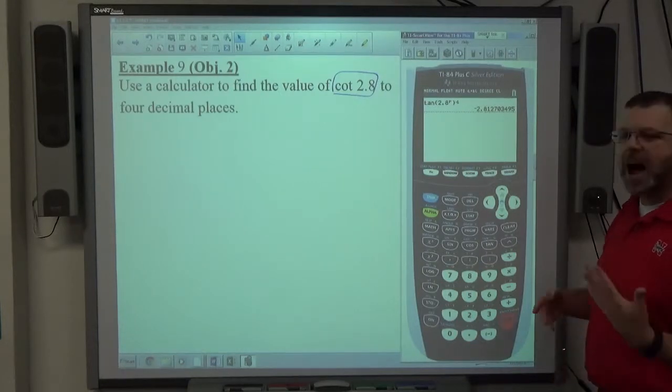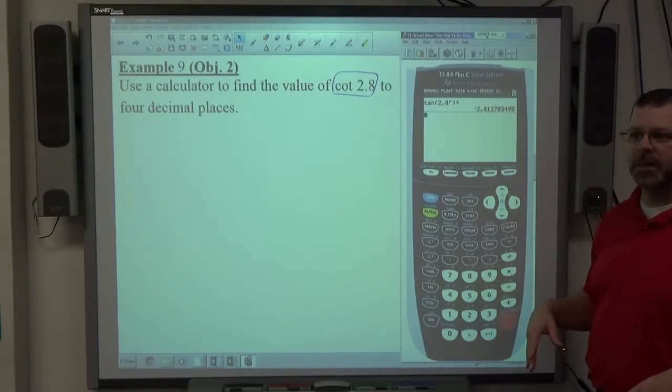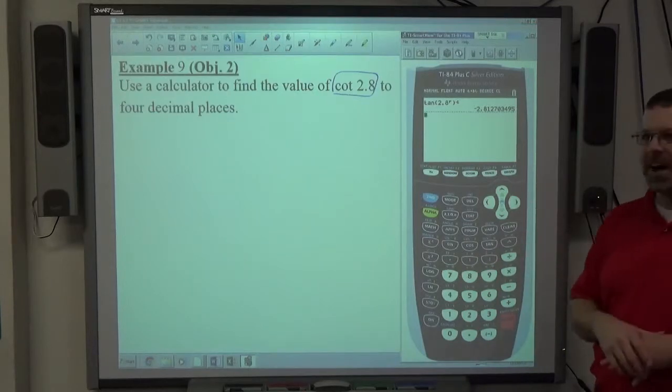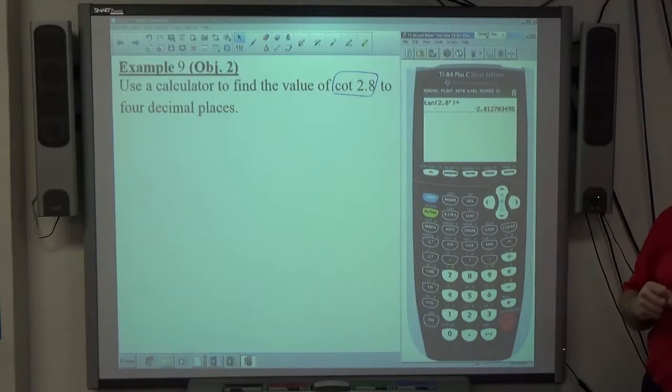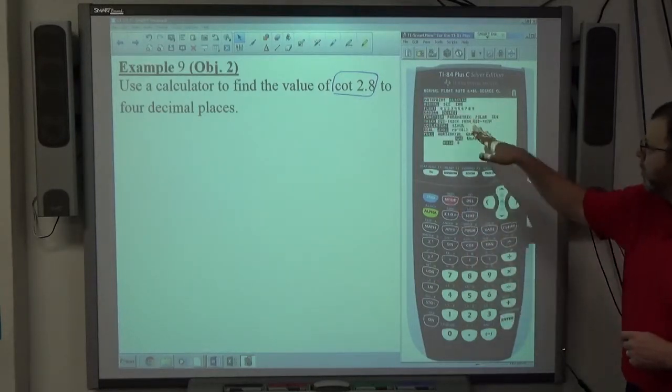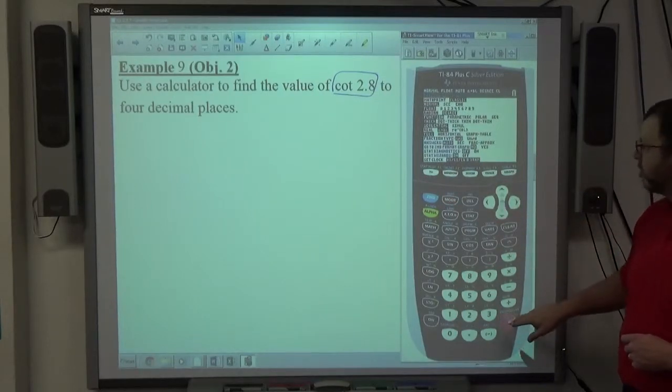I personally don't like to do it that way. That seems like a bunch of mess, and I don't really have faith that my calculator is really doing what I want it to do. It just seems like it says degrees. I don't really feel comfortable about this. So I actually prefer to go in here and just change to radians and just make that a habit.